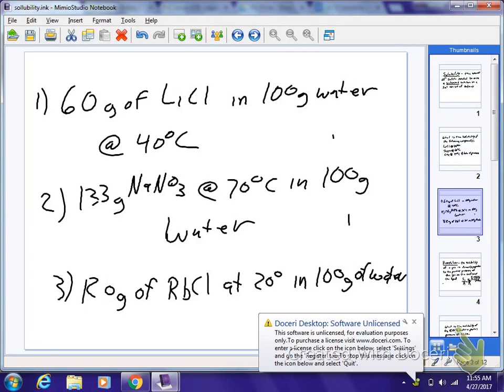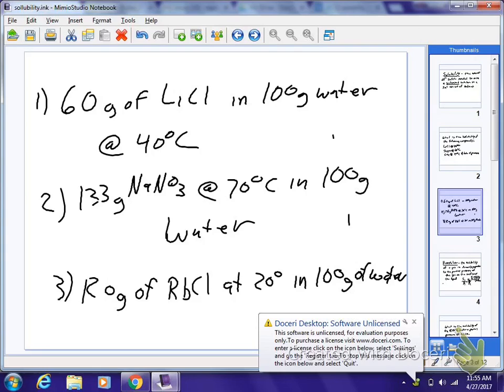Okay, good. So when you read it, the first one should hold 80. It holds 60. That's unsaturated. Number 2 is right on the line, which means it's a saturated solution. And number 3 is over that line and would be considered supersaturated.